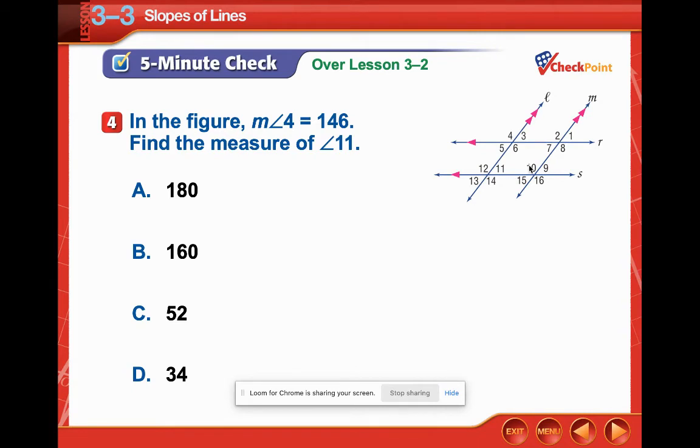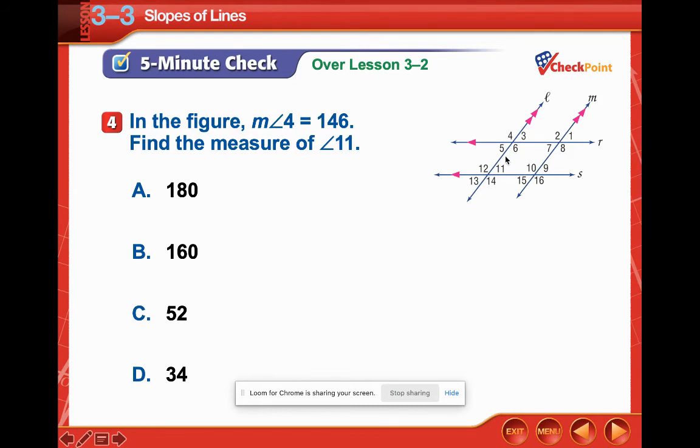Okay, hopefully you're able to solve this one on your own. So we got the measure of angle 4 up here at 146 degrees. Then you've got angle 11 down here. We don't know, all right? They're not corresponding. They're not alternate interior. They're not alternate exterior. They're not consecutive interior. So we're kind of at a loss. What can we do here?